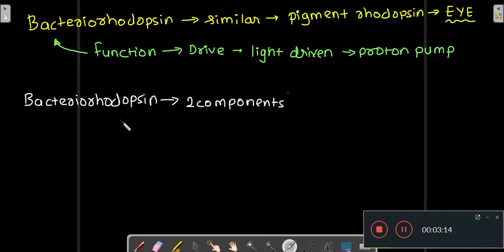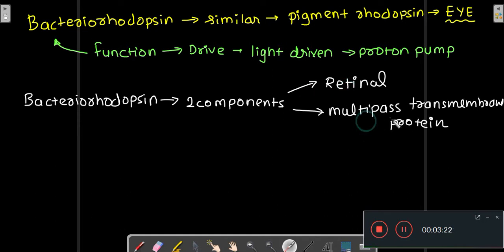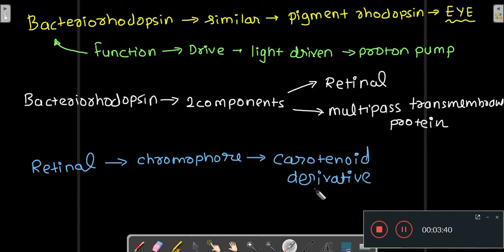Now this bacteriorhodopsin is made up of two components. The first component is a retinal and the second component is a multipass transmembrane protein. Now let's look at retinal. Retinal is a chromophore and it is a carotenoid derivative.